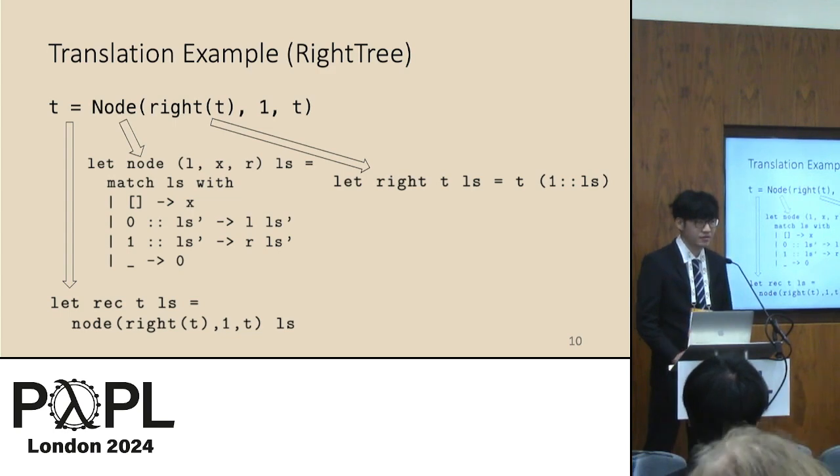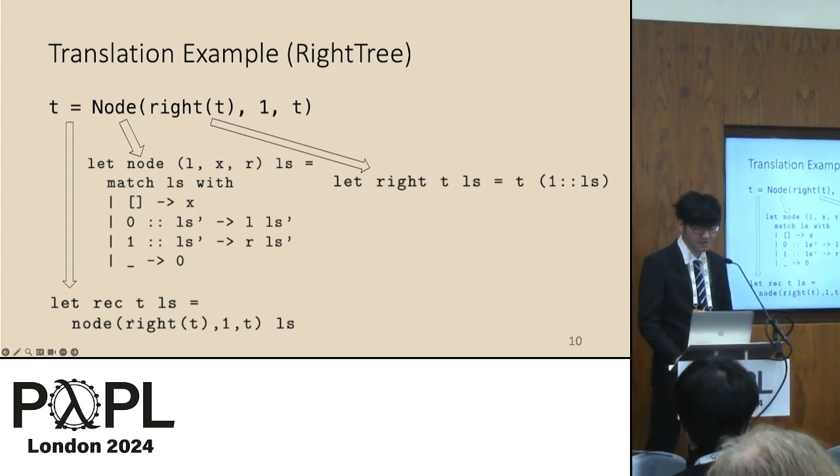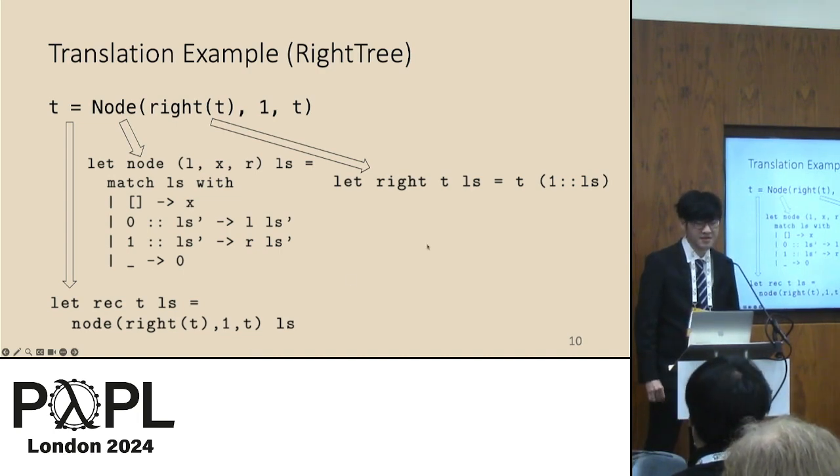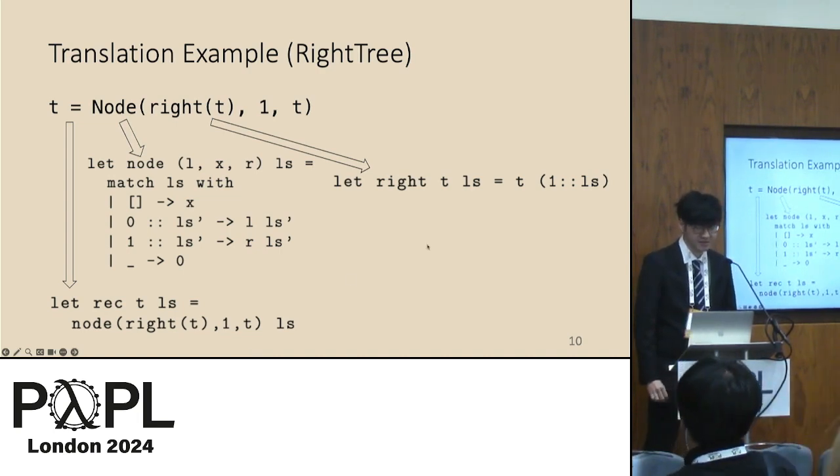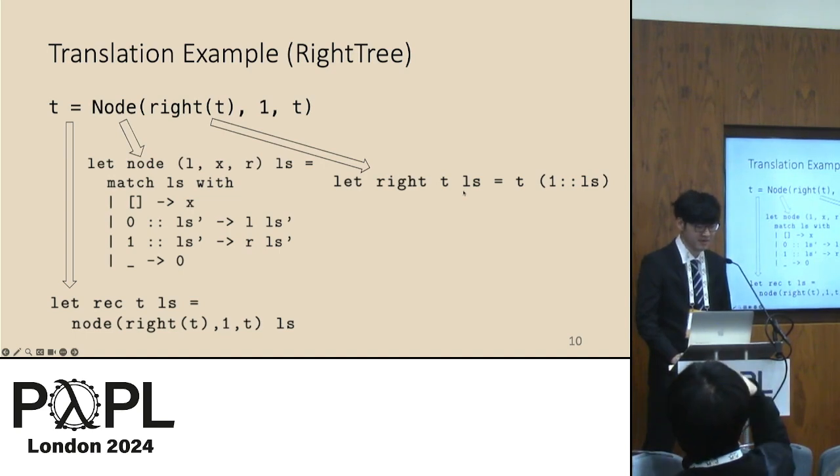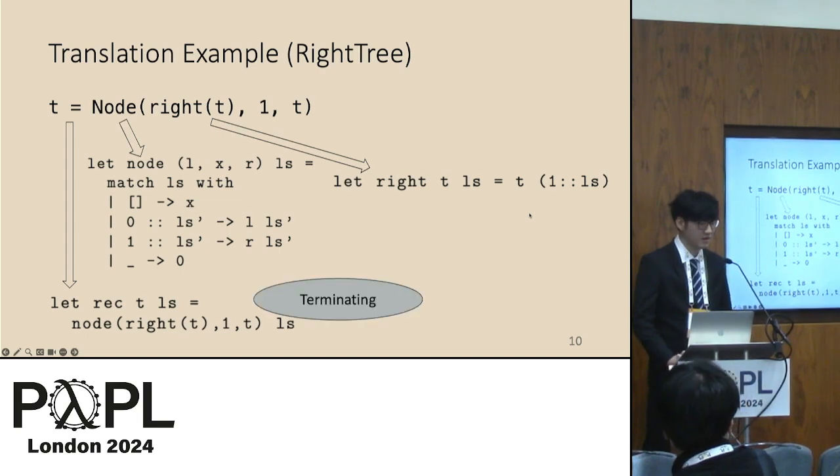And similarly, right tree is translated into this recursive function. The destructor right is translated into a function that extends the argument ls and passes it to the function corresponding to the parent. And we can verify the termination of the function by a termination checker. So our method can verify the productivity of such an example.